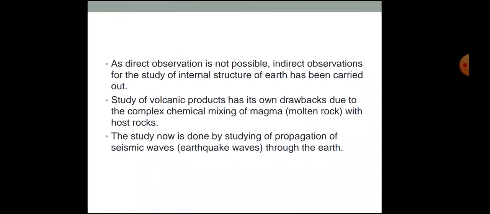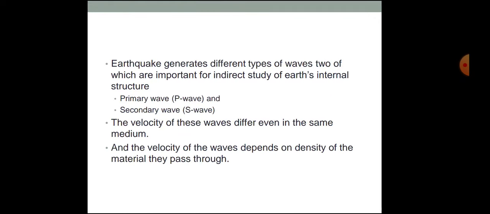As direct observation is not possible, indirect observations have been carried out for the study of the internal structure of Earth. Study of volcanic products has its own drawbacks due to the complex chemical mixing of magma, molten rock, with host rocks. The study is now done by studying the propagation of seismic waves, earthquake waves, through the Earth. Earthquakes generate different types of waves, two of which are important for indirect study of Earth's internal structure: primary wave, P wave, and secondary wave, S wave.